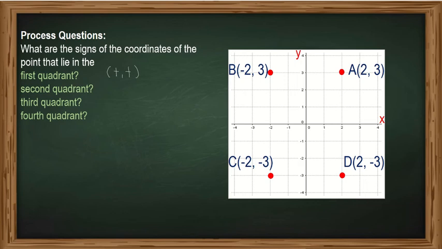In the second quadrant, our x is negative and our y is positive. In the third quadrant, our x is negative and our y is also negative. And in the fourth quadrant, our x is positive and our y is negative. Okay. So these are the signs of the points that lie in the four quadrants.